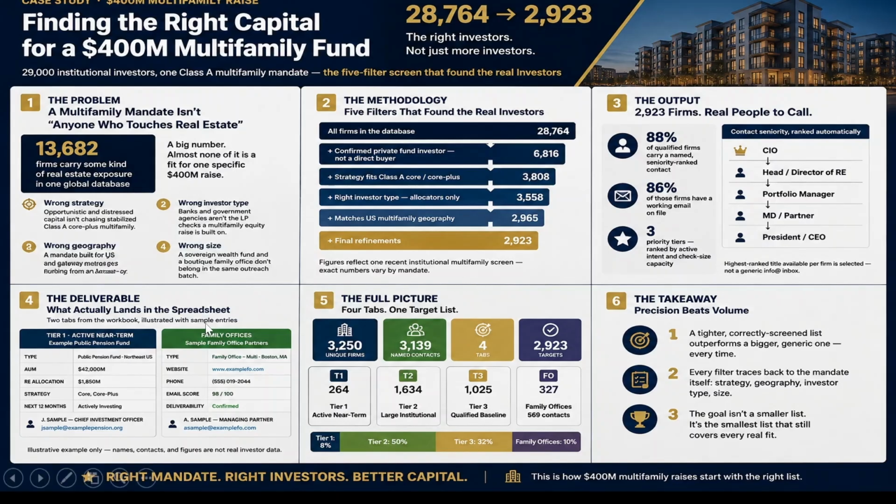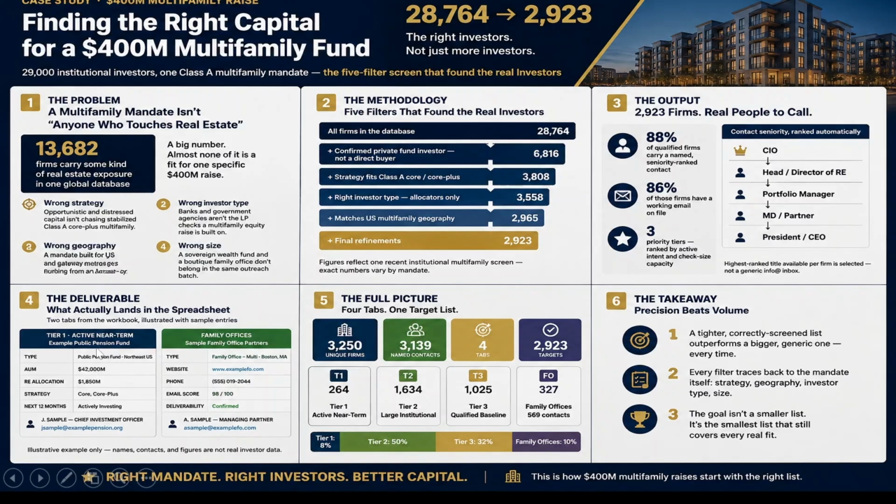Now let's take a look at the deliverable. So what actually lands on the spreadsheet. Again, I'm going to show that a little bit later. So we're looking at the tier 1 active near term down here on the left hand corner type. We've got private pension fixed, Northeast US, assets under management, this is just a sample, of 42 million. Real estate allocation strategy.